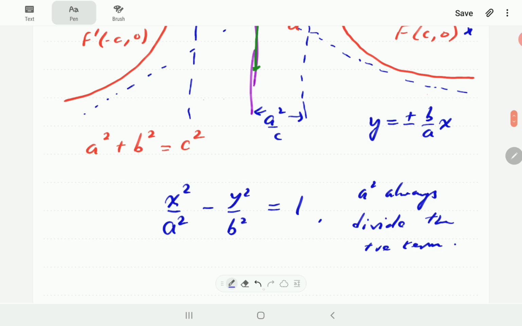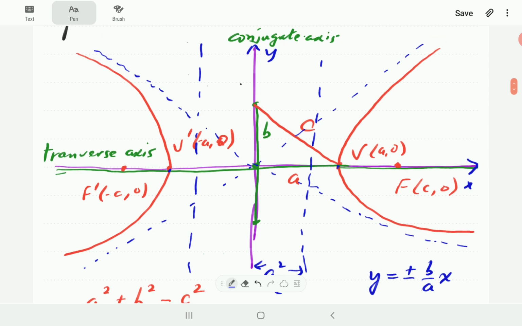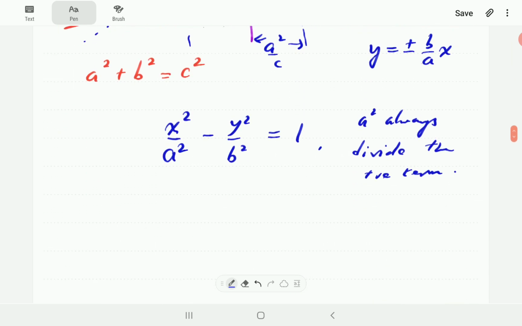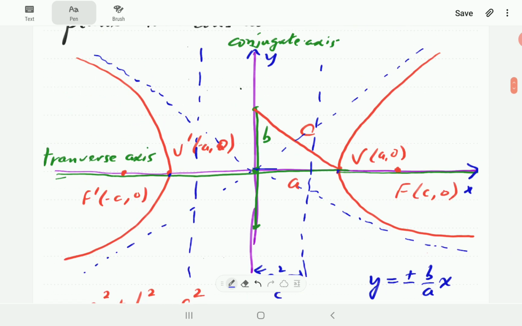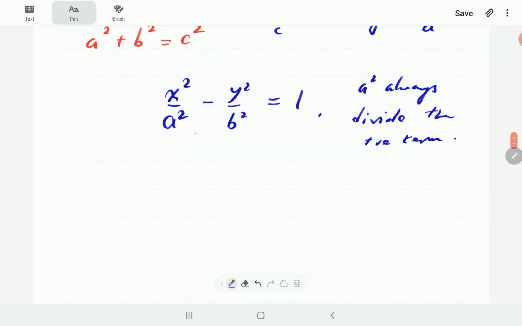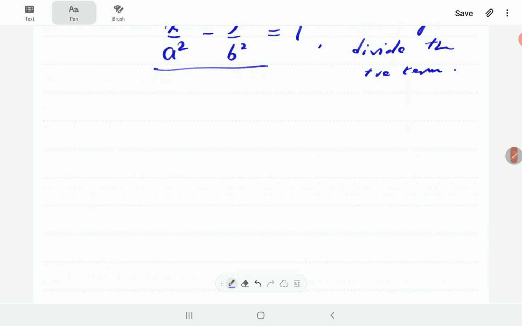And then if we set x to be 0, this thing is going to give us y squared is negative b squared, but then we cannot have y squared being a negative number, so that means there is no y-intercept, which is the case of the hyperbola we have. Right, what I want to do next is we're going to translate the center from (0, 0) to (h, k), and then rewrite this equation accordingly.